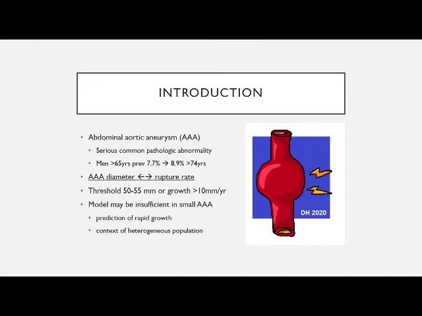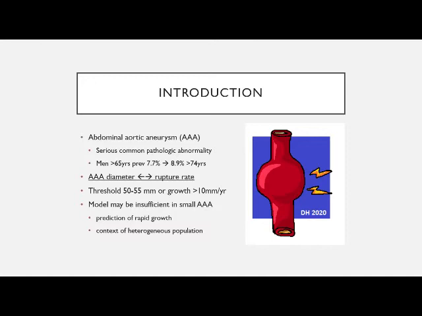So what has been related here, as you can see underlined, is that the diameter of the abdominal aorta aneurysm has been correlated to the rupture rates of the same, where the threshold of 50 to 55 millimeter, or a growth more than 10 millimeters per year, has been positively correlated with an increased risk of the rupture.